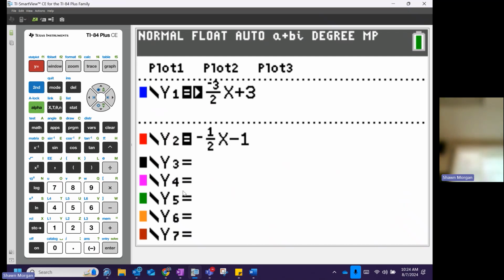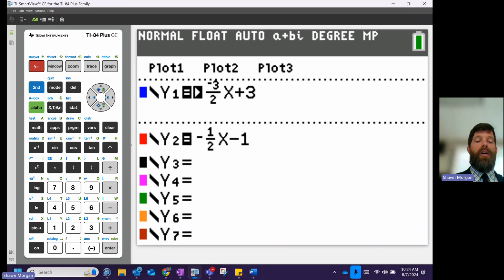Mitch, or Mitchell, excuse me. How do you find the intersect? Mine was always small. So if you'll hit second, calculate, and then 5, enter. That'll do it, so I think Mitchell's got a good point.